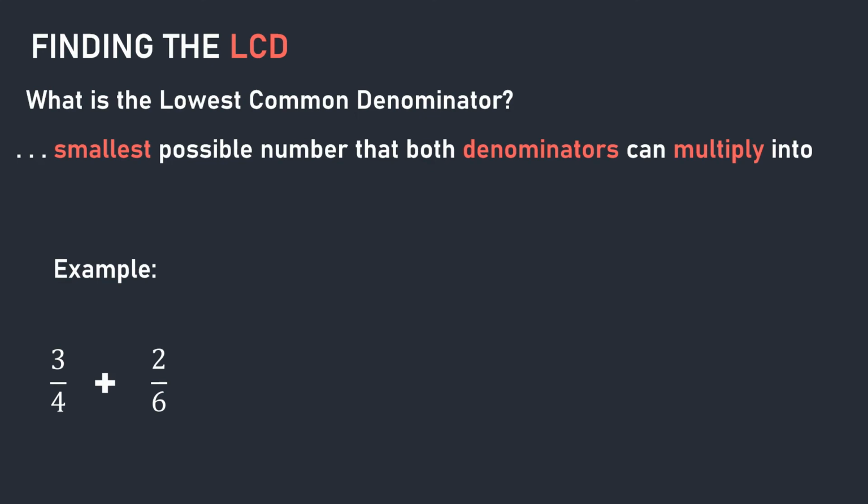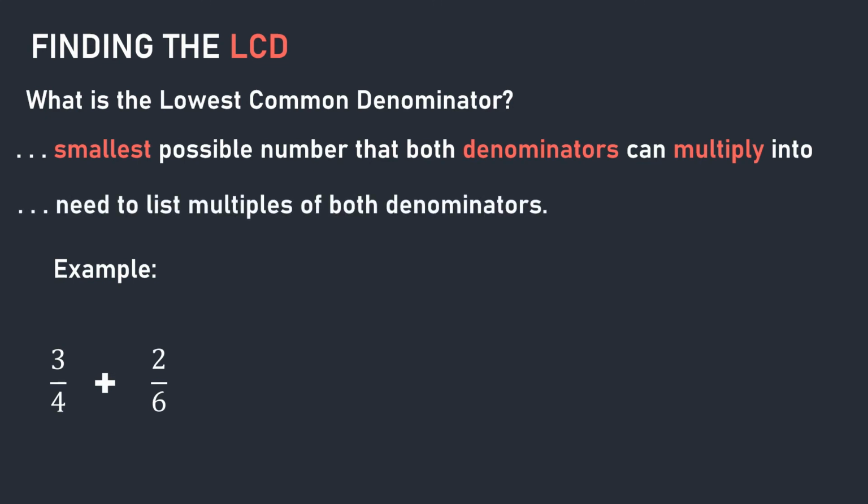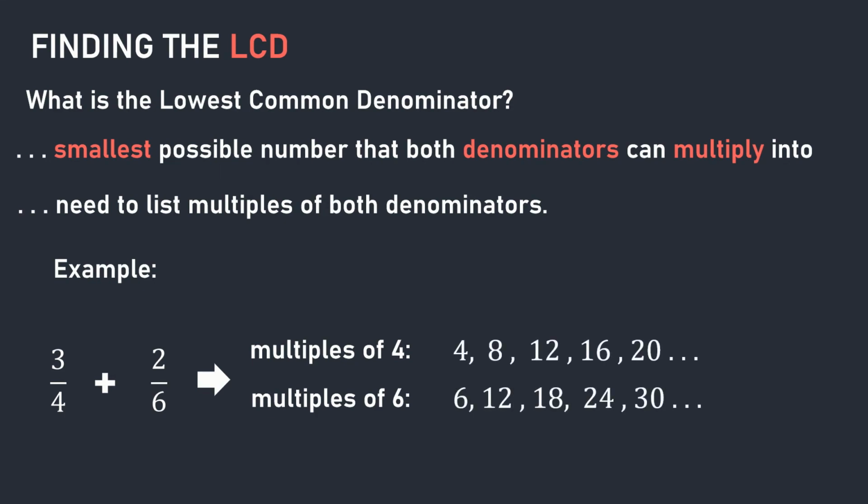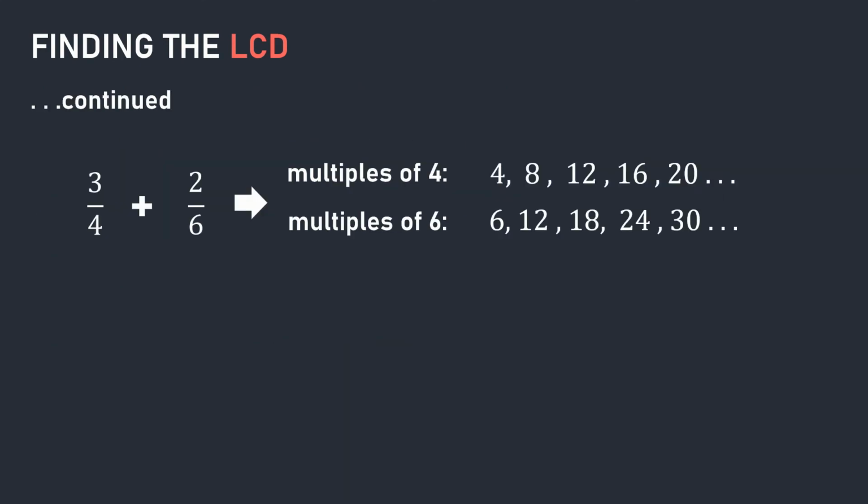Now the denominators are 4 and 6. So I'm going to first list out the multiples of 4 and 6. By the way, multiples are just numbers you get when you multiply your original number by increasing integers. So 1, 2, 3, 4, 5, etc. So 4 times 1 is 4, 4 times 2 is 8, etc. And 6 times 1 is 6, 6 times 2 is 12, 6 times 3 is 18, etc. Now, once we do that, we look for the smallest number that is common in both lists. We see that that number is 12.